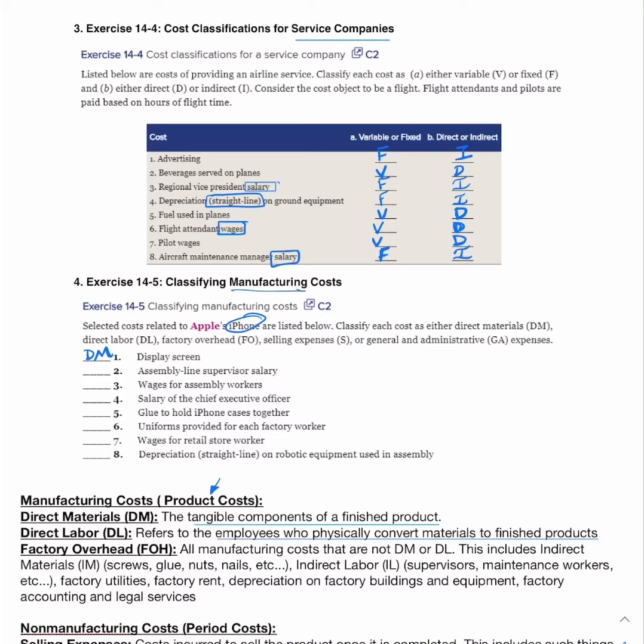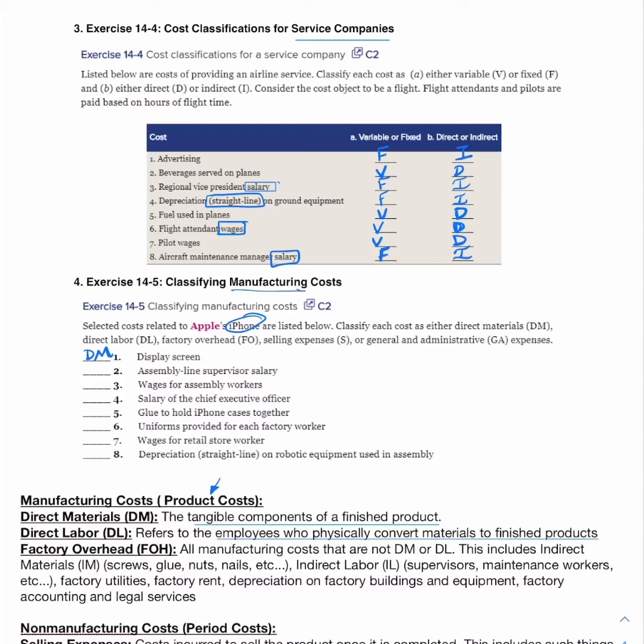However, what about our supervisors? What about our maintenance workers? What about our CEOs and all of those types of people? They're all important, but they're not the ones making the products, so they are not part of direct labor. The next area that we see as our manufacturing cost or our product cost is factory overhead. The basic rule here is if it's not direct materials or direct labor and it's involved in manufacturing, it is factory overhead. So you say, well, what on earth could this be?